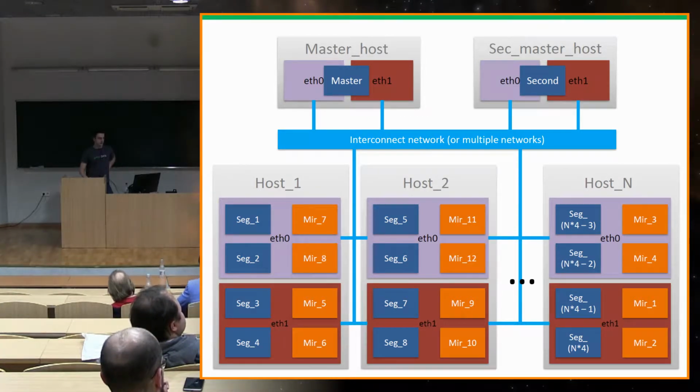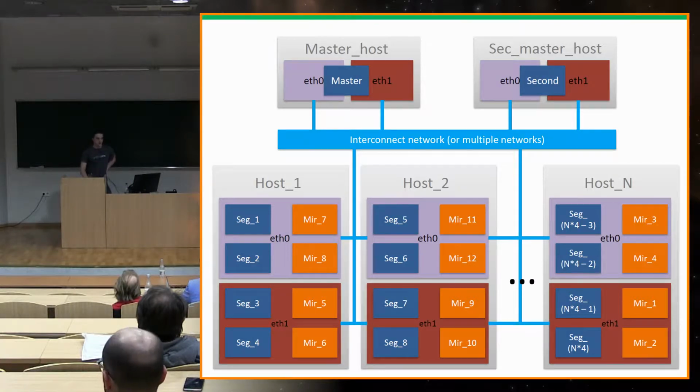Every segment can have a mirror. In particular, here segment 1 has a mirror that is located in the last host in the cluster. If the segment fails, its load will be referred to its mirror that will be switched on instead of it. The mirror holds the latest version of the segment.